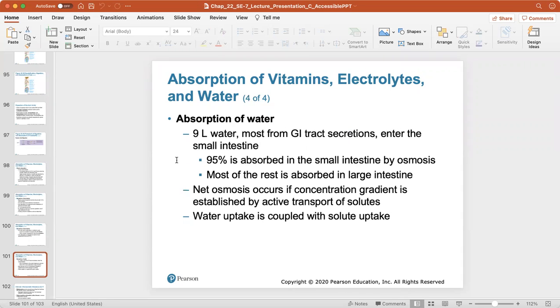Absorption of water: about 9 liters of water, most from GI tract secretions, enters the small intestine, and most of the water is absorbed in the small intestine by osmosis.